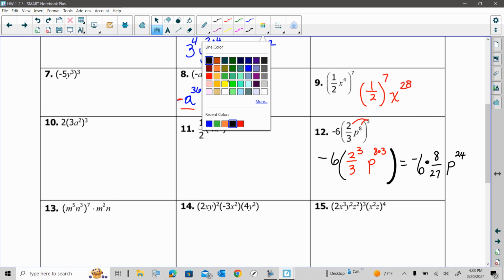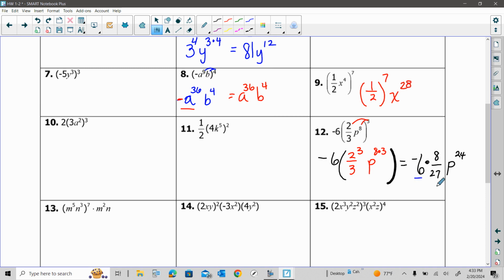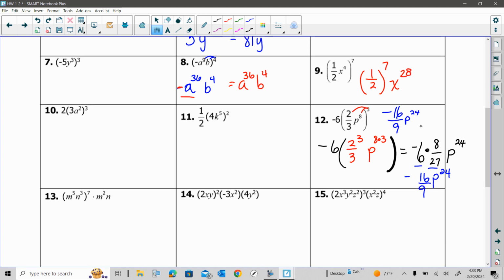So now we're just going to multiply these two numbers, a -6 and 8/27. That comes out to be -16/9 p to the 24th. Okay. It looks really crazy, but it's -16. This is going to be a fraction, I'm sorry, over 9. And then your variable is just next to the fraction to the 24th power.